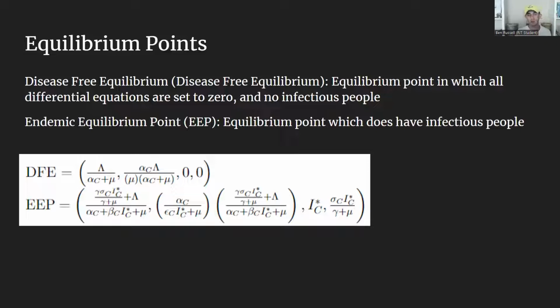Our endemic equilibrium point is when there is COVID, but obviously all of our differential equations are set to 0, so they are set in stone. And that I_C star, we're just going to prove its existence because it's very, very difficult to do. If you would like to see the proof of its existence, please let me know. It's just too much to put in this right now. But please contact me if you would like to hear about it.